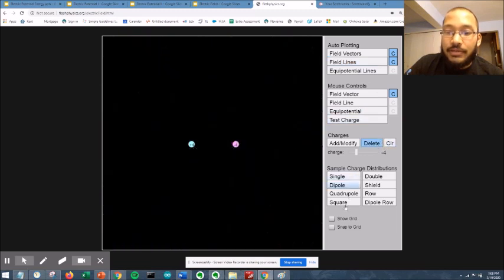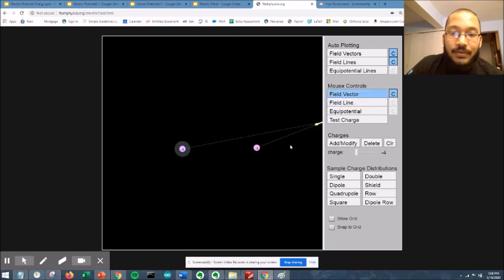So that was two opposite charges. What about two charges with the same sign? Think about it for yourself. In what direction is the electric field pointing over here, over here, over here, and over here? So you can see the closer one dominates.